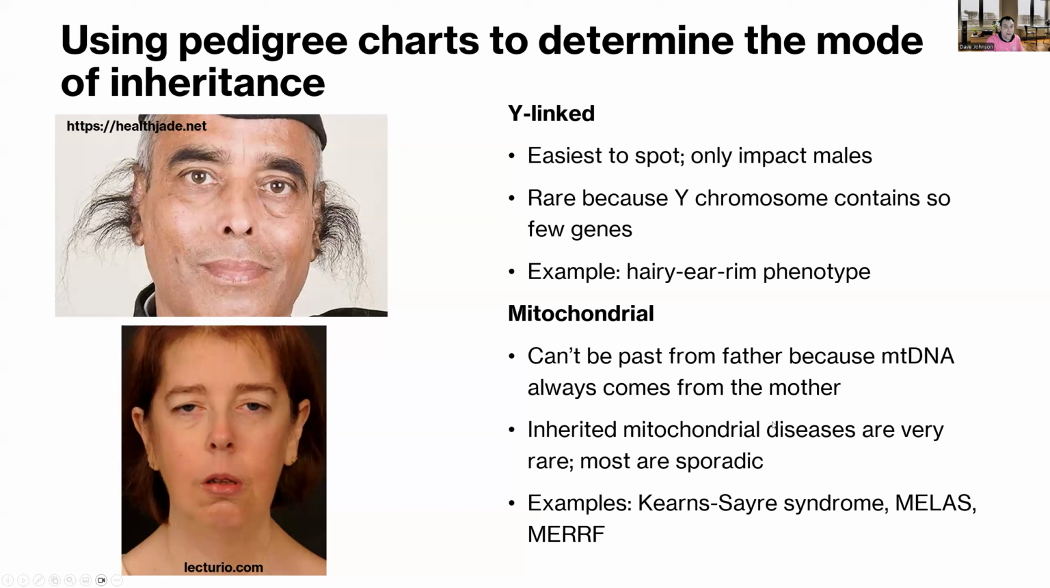They are also very rare. Now, mitochondrial diseases themselves are not rare, but most are sporadic in nature. Very few of them are inherited, but here are some examples: Kearns-Sayre syndrome, MELAS, and also MERRF. And you can see a woman who's been impacted by one of these diseases here. I would note that all three of these diseases can be inherited or sporadic. So it depends on what disease allele you have, whether it's inherited or not.